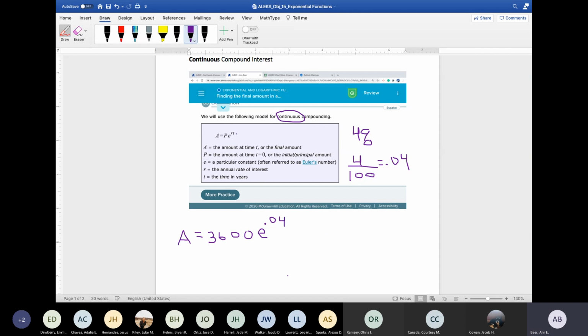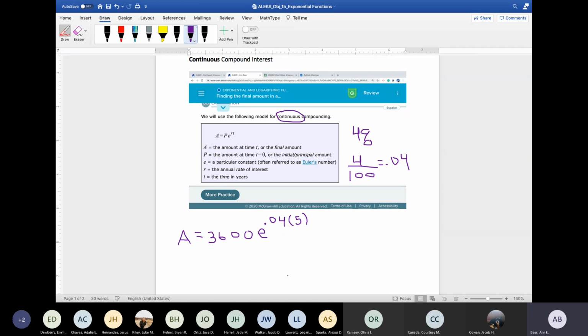And then times T. T is the number of years. They said at the 5-year mark, so that would be 5. Okay, so that's what we've got to enter into our calculators.